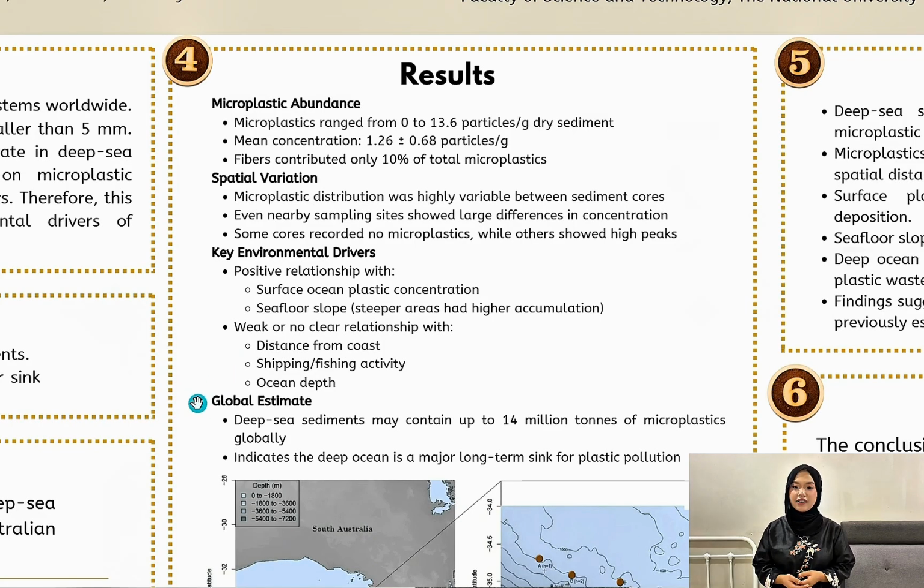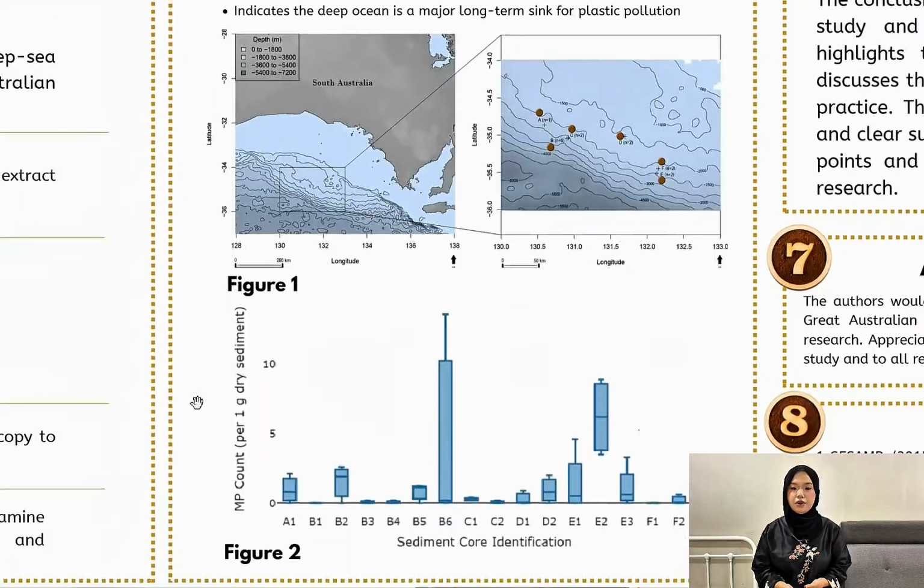Now, the fourth result is the global estimate of microplastic accumulation in deep sea sediments. This study estimates that millions of tons of microplastics may exist on the global seafloor. The estimate was calculated based on the observed data from the sampling sites and then scaled up to represent the global ocean. This shows that deep sea sediment is a major long-term sink for microplastic pollution.